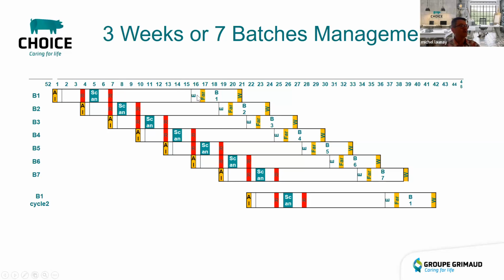Then for batch 1, I have the entry in the farrowing room on week 16. Then the farrowing on week 17, and the weaning on week 21. Sorry. And you can see that when I wean batch 1, it's just before the entry in the farrowing room for batch 3.